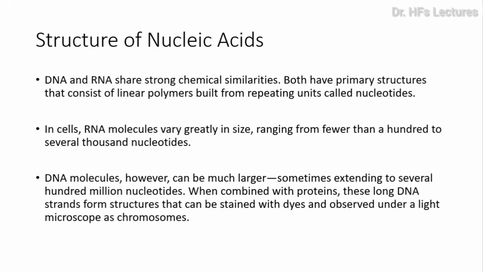Nucleic acids are basically made up of DNA and RNA, and they have very strong chemical properties, but they also differ in certain areas. RNA molecules vary greatly in size. They range from fewer than 100 to several thousand nucleotides, while DNA molecules, however, are much larger, and they can extend up to several 100 million nucleotides depending on the organism where they are found. When they are combined with proteins, these long DNA strands form chromosomes to ensure that they are packed properly in the cells. And when these chromosomes are stained with dyes, one can even see them under a light microscope.